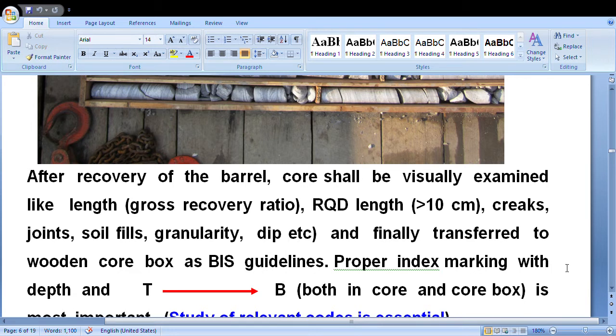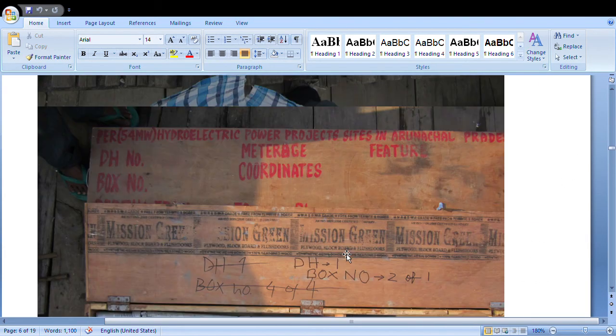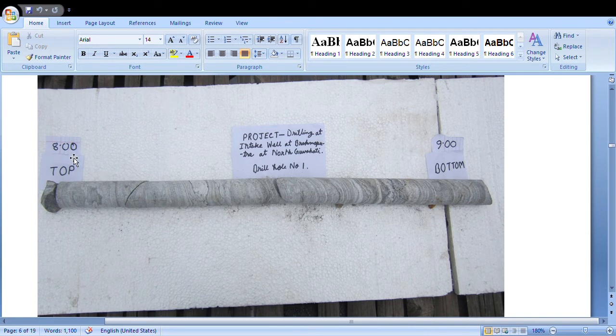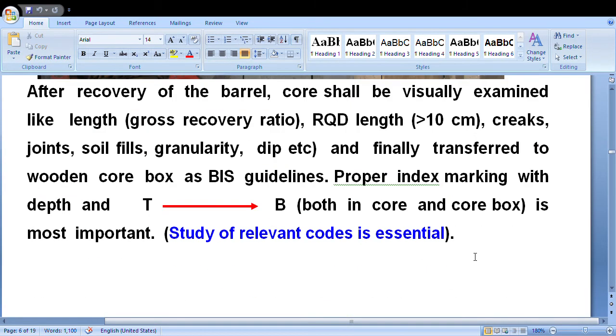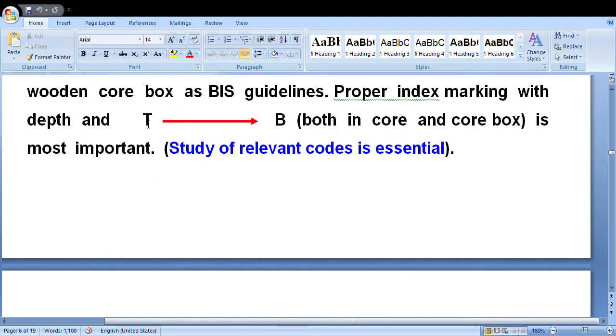Proper index marking with depth, and you see T and B. Say it is 8 meter, it is 9 meter. This side is top and this side is bottom. So there shall be one arrow mark, marking this is bottom. I show it. This is top side and this side bottom side. It should be marked on core as well as in core box. It is essential for all purposes.